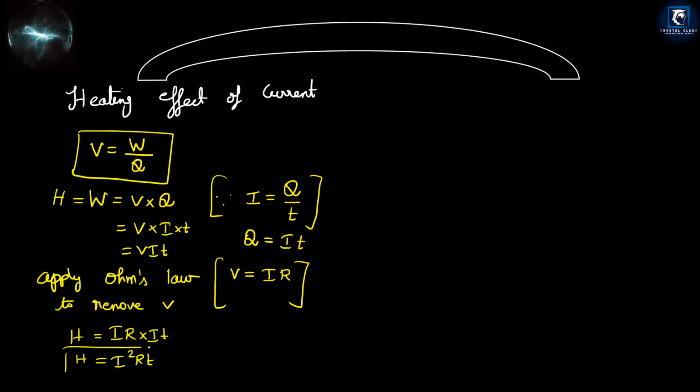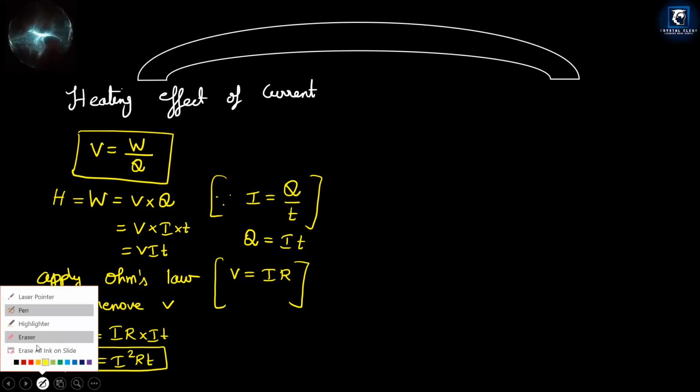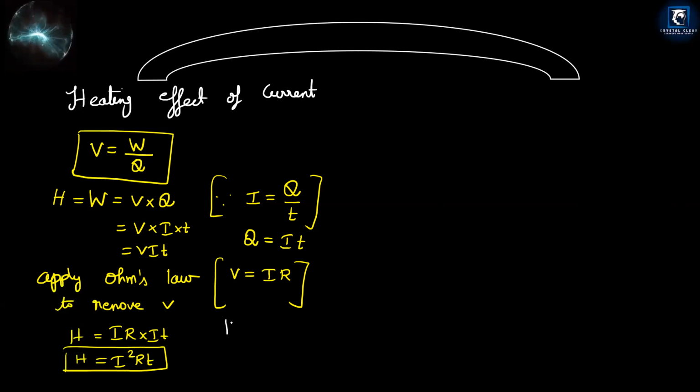Okay, heating effect. So all the three are directly proportional. If you want to relate the proportionality, H is directly proportional to the square of the current, H is directly proportional to the resistance, and H is directly proportional to the time. All the three are directly proportional. And now next we are going to talk about the power, electric power.